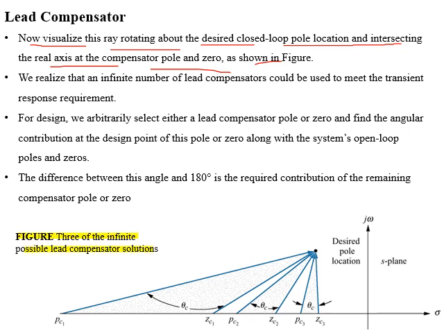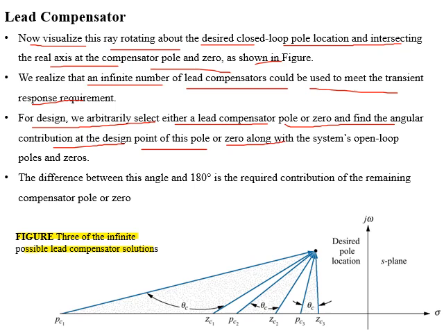We realize that an infinite number of lead compensators could be used to meet the desired transient response requirement. For this, we arbitrarily select either a lead compensator pole or 0 and find out the angular contribution at the design point of this pole or 0 along with the system's open loop poles and zeros. The difference between this angle and 180 degrees is the required contribution of the remaining compensator pole or 0.